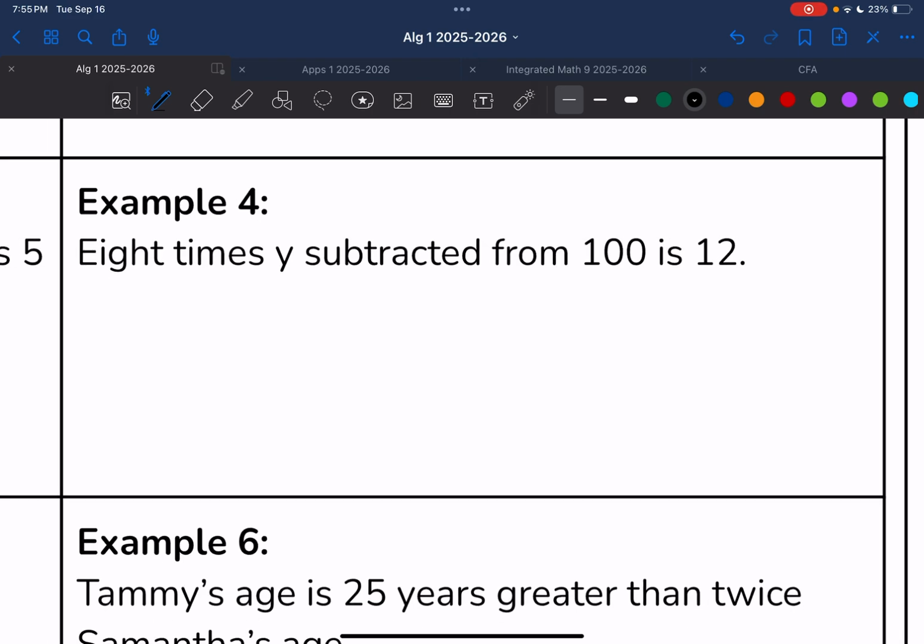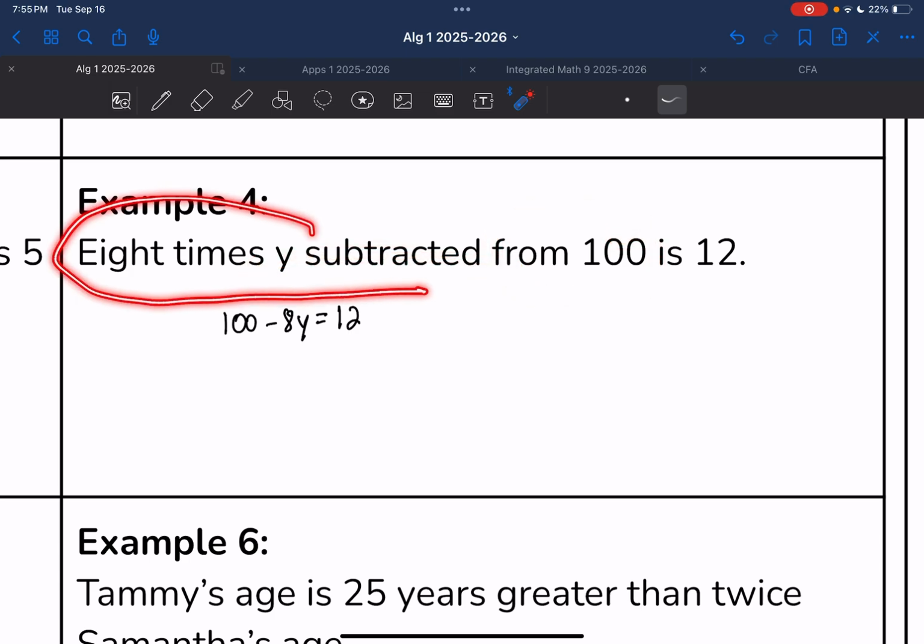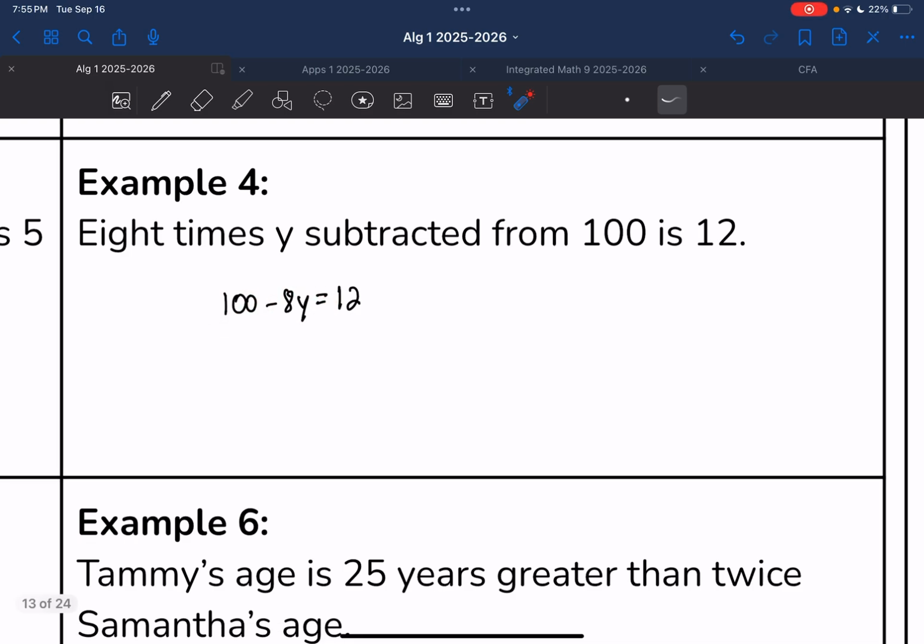All right, and then we have 8 times y subtracted from 100 is 12. So for that, we're going to start with 100, and then we're subtracting 8y, and the result is 12. And here, this one can be a little bit tricky, because remember, the number that we are starting with is positive 100, and 8 times y, that's what we're subtracting from 100, so that's negative. A lot of people will get this backwards at first, where they'll put negative 8y, or they'll put 8y minus 100. And 8y minus 100 is not right. The 100 is positive, and the negative 8y means that we're subtracting.